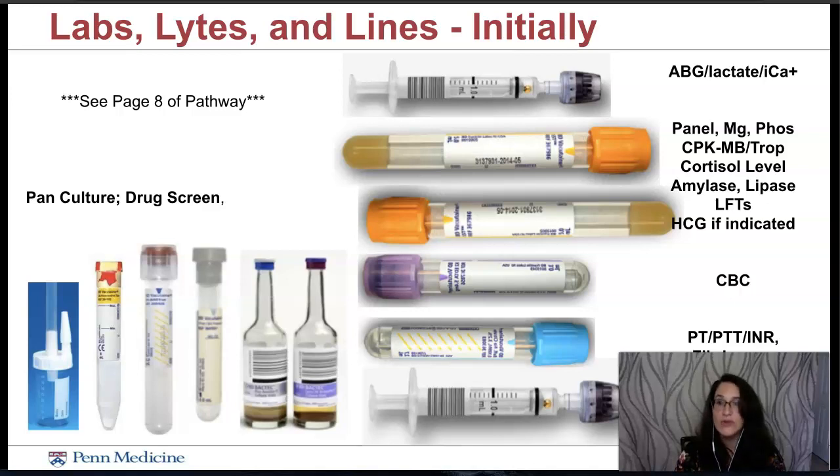We're going to get panels. We're going to get cardiac enzymes. We're going to get LFTs, amylase, lipase. If they're childbearing age, a pregnancy test, please. CBC and coags with a fibrinogen at the onset. All that good stuff goes in at the beginning.